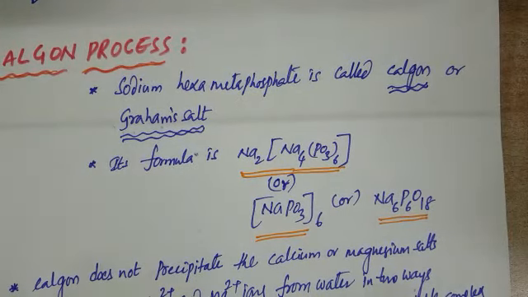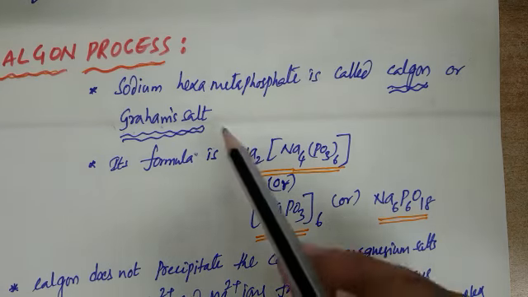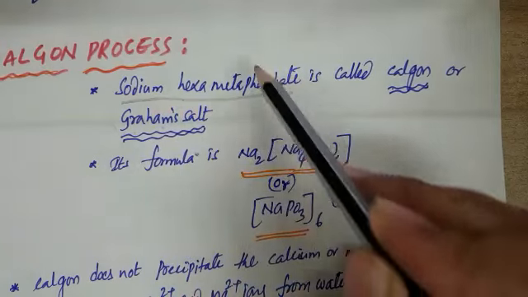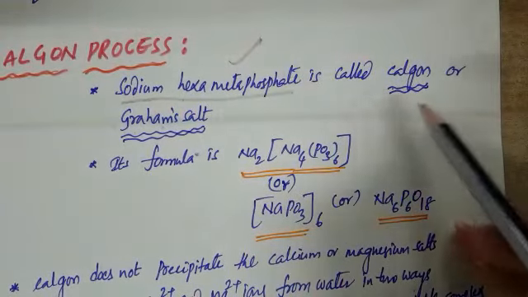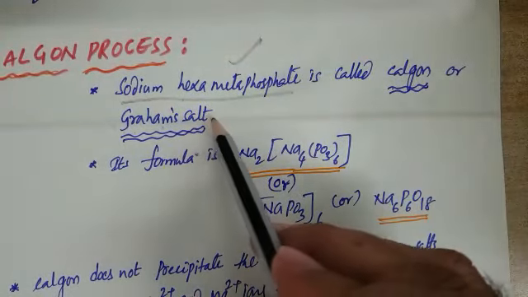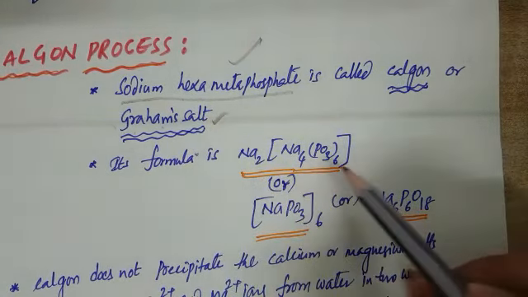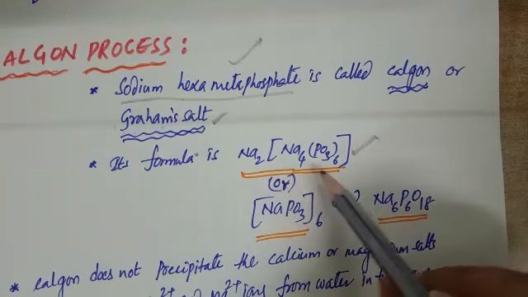Students, in the previous video we discussed the Calgon process. Let us see the Calgon process concepts again. The Calgon process is used for removal of permanent hardness of water, and the chemical substance used is sodium hexametaphosphate, also called Graham's salt.